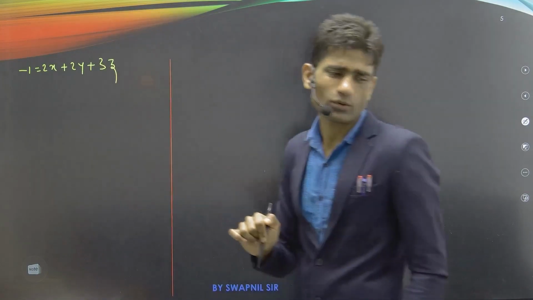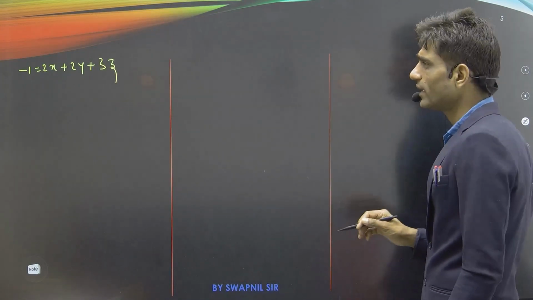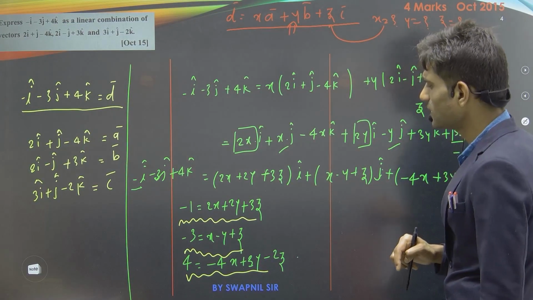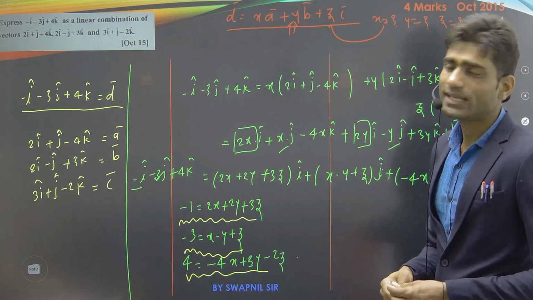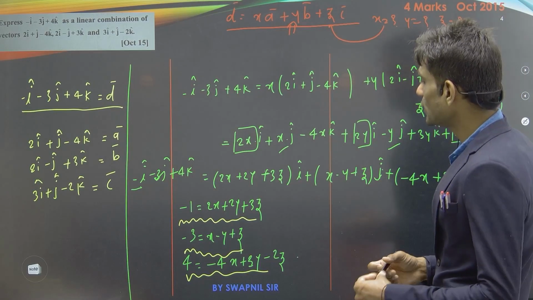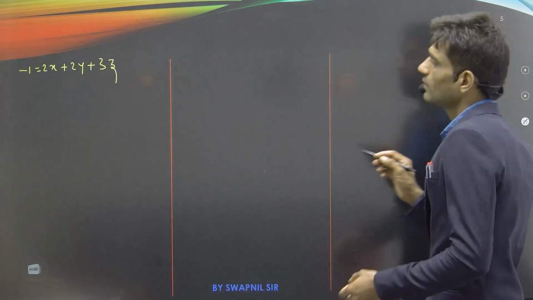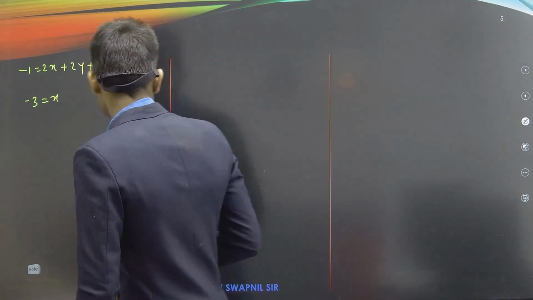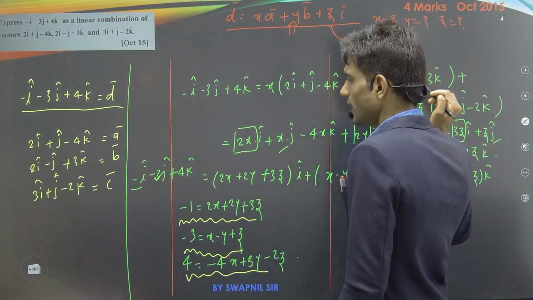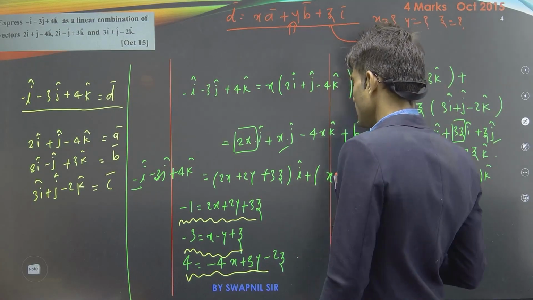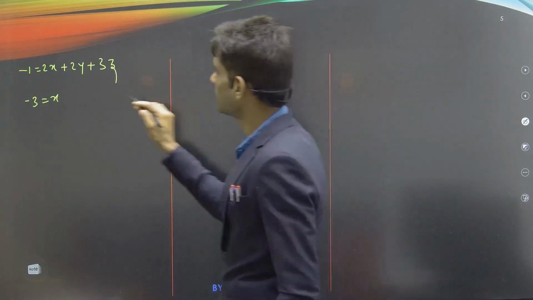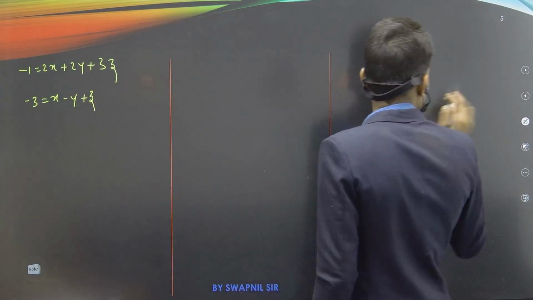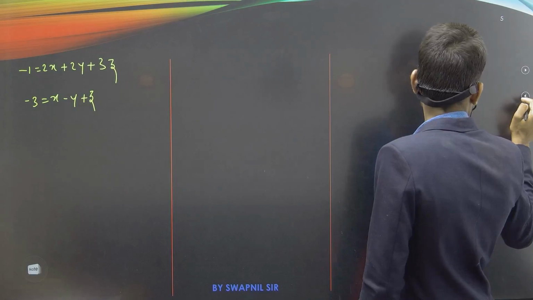This one is our first linear equation. We got it by using linear combinations: minus 1 equals 2x plus 2y plus 3z. Next equation: minus 3 equals x minus y plus z. This is our second linear equation, minus 3 equals x minus y plus z.